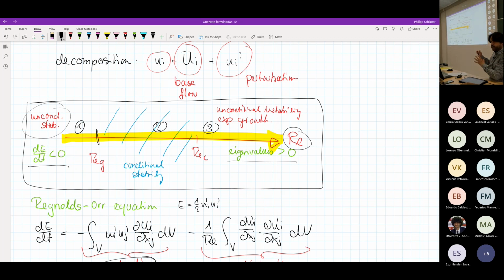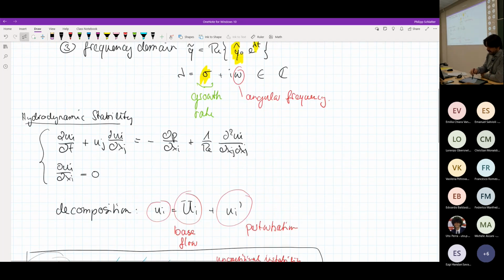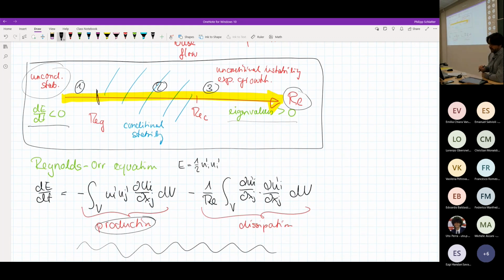On the other end of the spectrum, we have the unconditionally unstable region, which is determined by these eigenvalues that we talked about. So this region here, everything above Re_c, the critical Reynolds number, would be the region where you have an unstable eigenvalue, and you will have exponential growth of your disturbances. And then we have the second region, which we'll talk about next time. Essentially this is where we are in terms of our analysis.